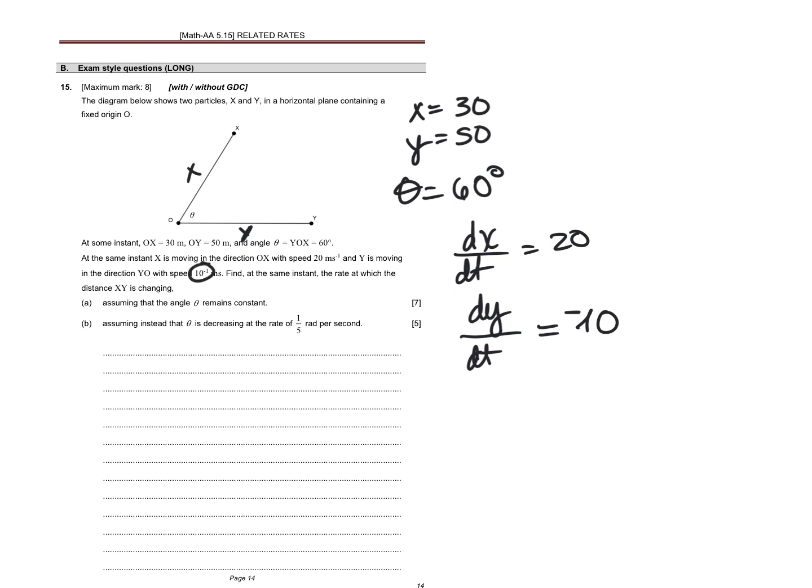So this is -10. Find, at the same instant, the rate at which the distance xy is changing. So we want dz/dt, assuming the angle remains constant. So that's just like this is going out and this is going out. So just dz/dt is changing.